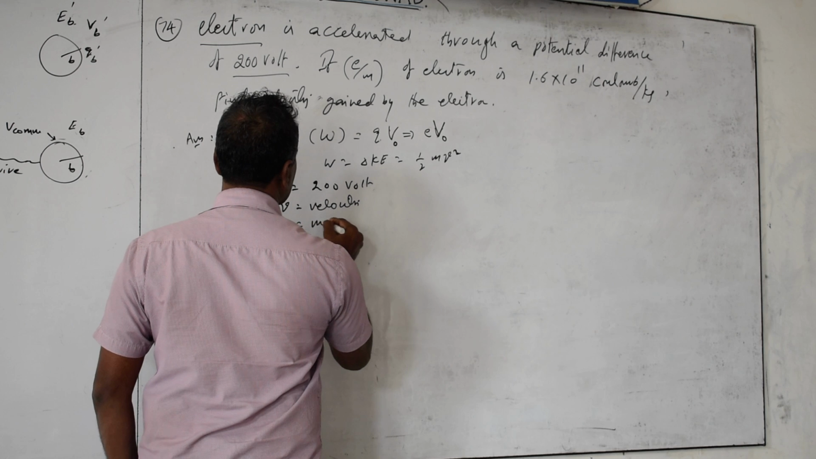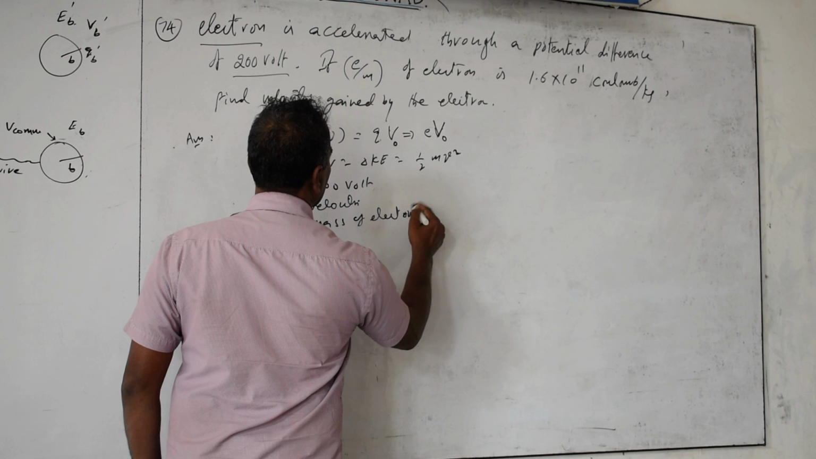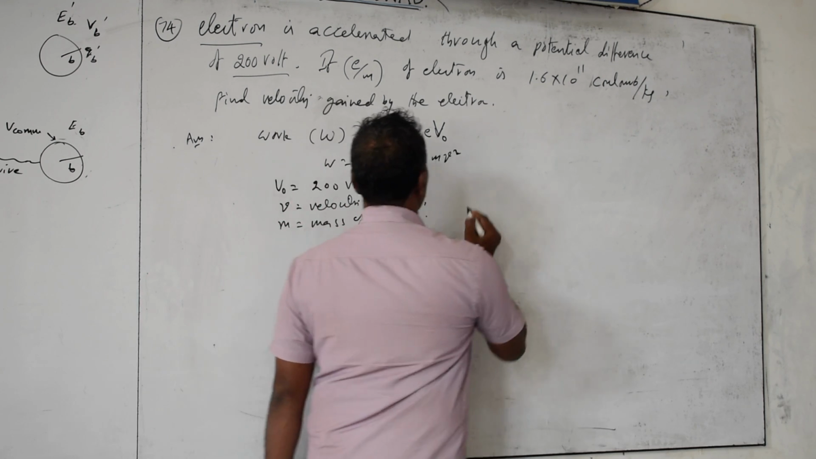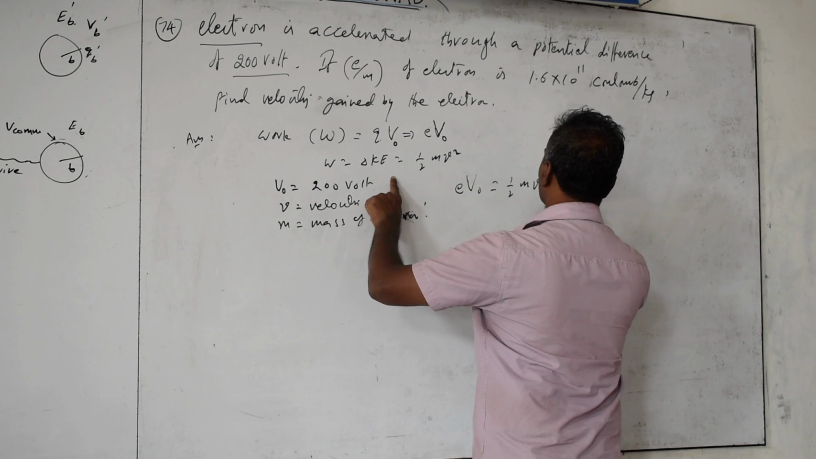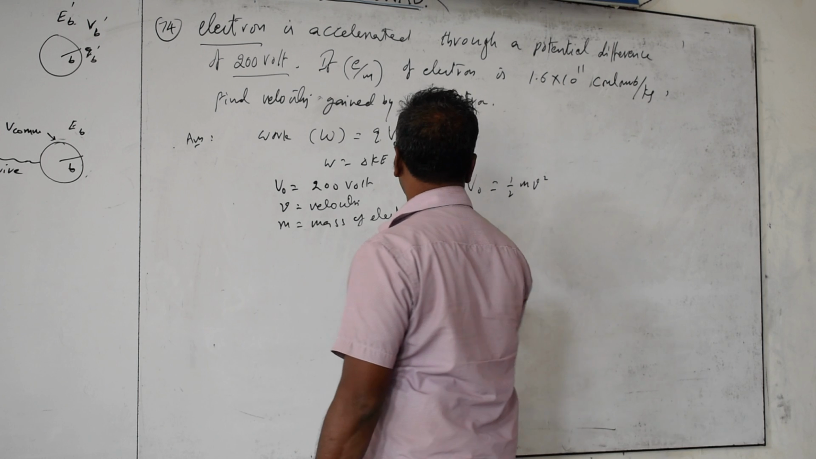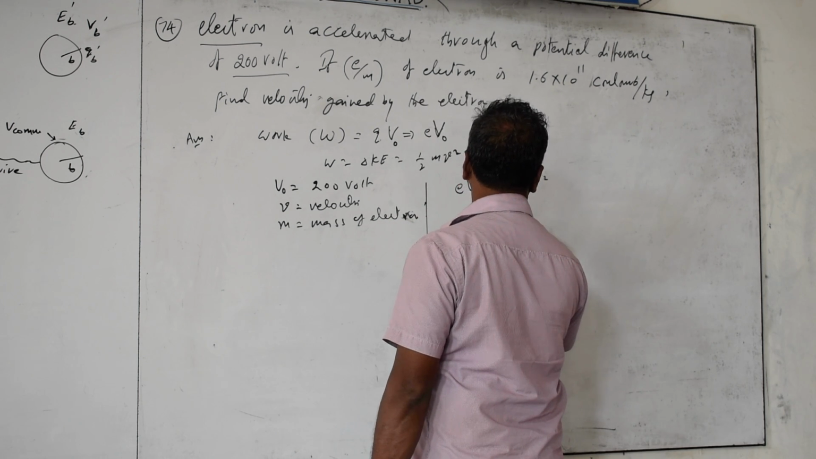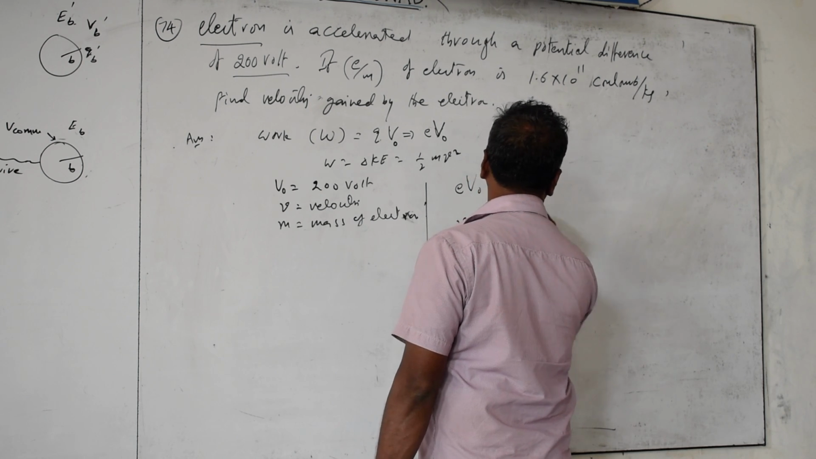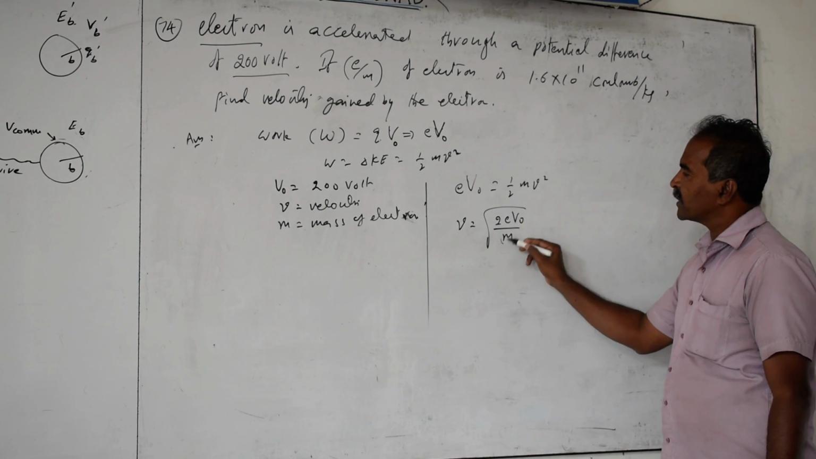M is the mass of the electron. Applying this, what do you get? eV naught is equal to half m v square. We want a v relationship. So velocity is v equal to under root of 2 into e into v naught by m, because it's v square. In this, e by m is already given for you.